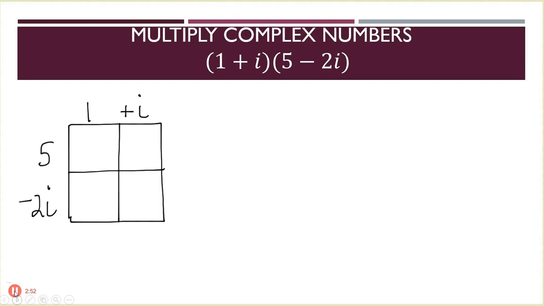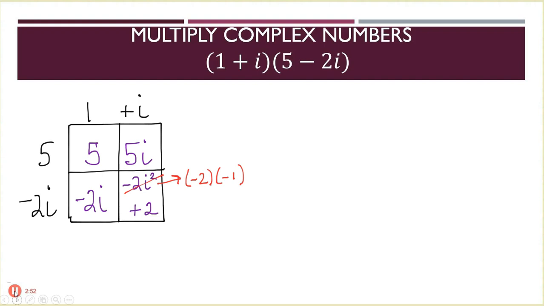5 times 1 is 5. 5 times i is 5i. 1 times negative 2i is negative 2i. And in this final square, we have negative 2i times positive i, which is negative 2i squared. i squared equals negative 1. So we have negative 2 times negative 1, leaving us with a positive 2.